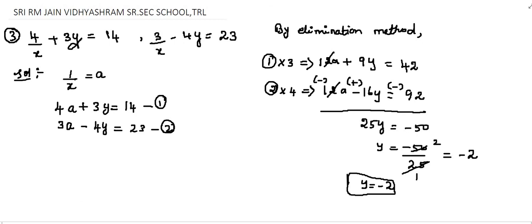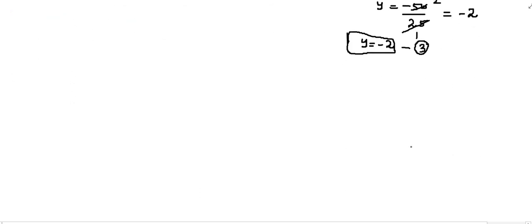See the next variable. How will you find this next variable? By taking this equation as 3, I am going to substitute in any one of the equations. I am going to substitute in the first equation.